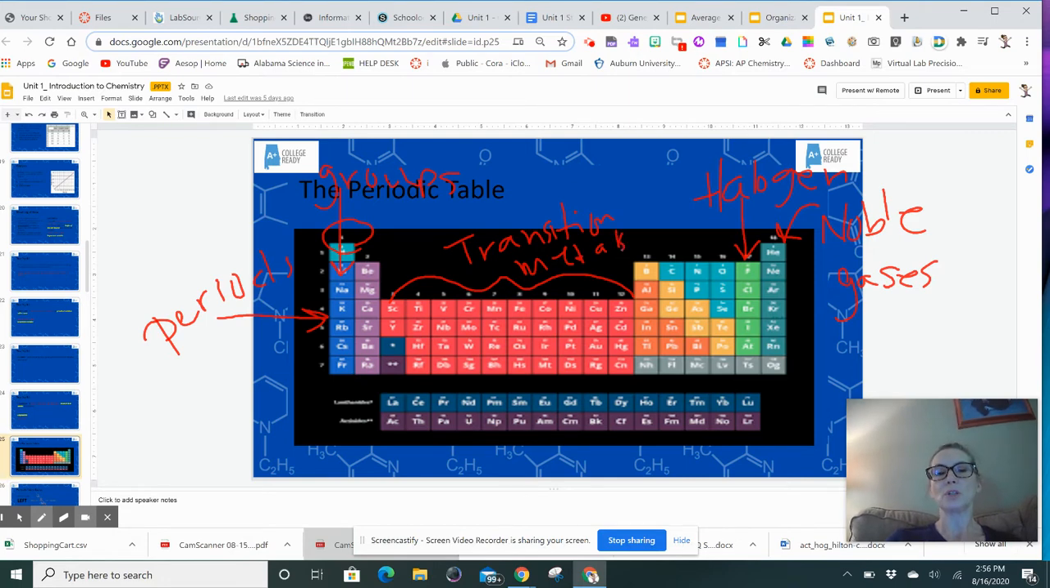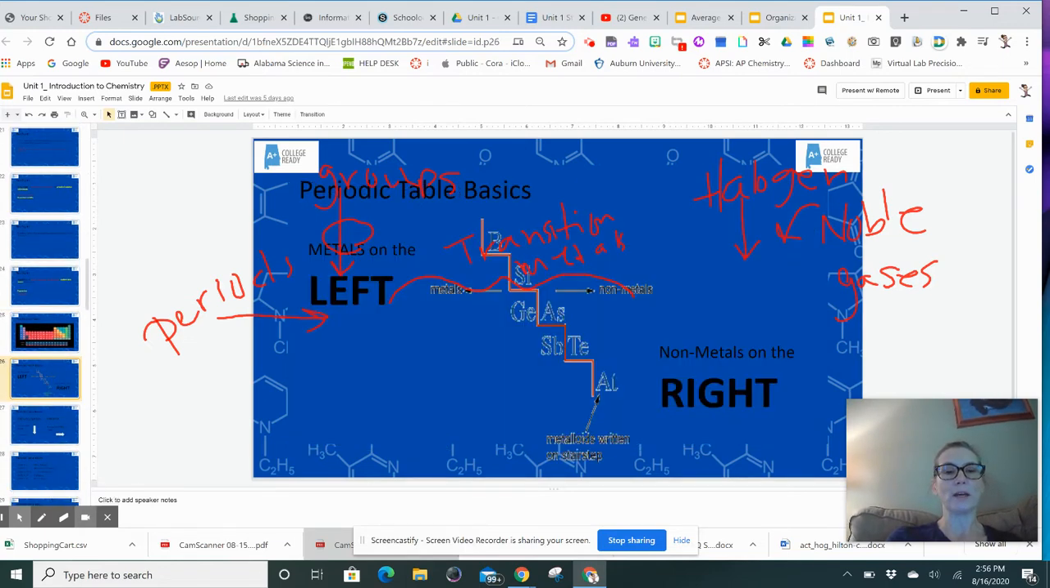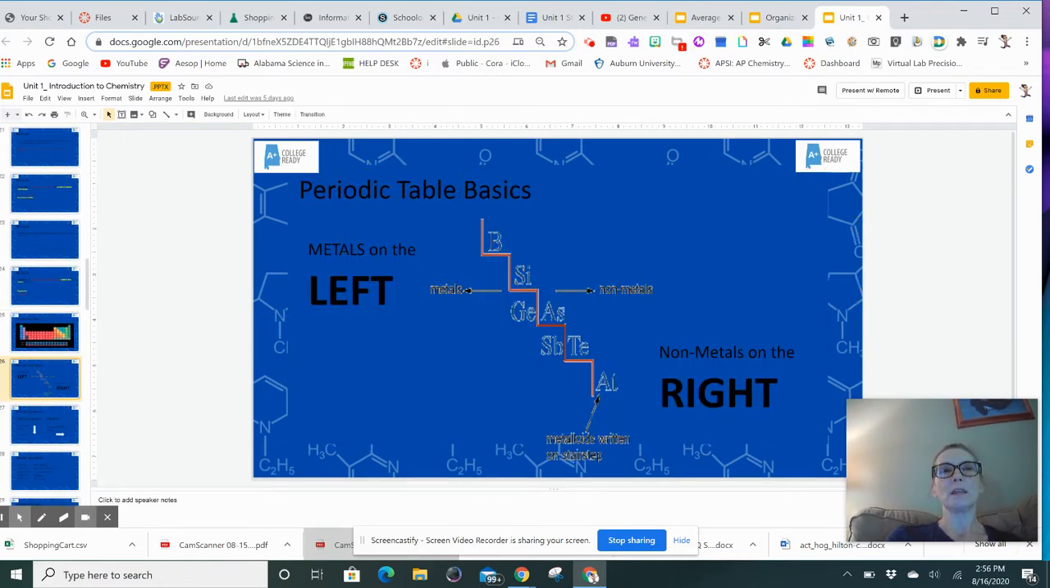Okay, so be able to organize or label the periodic table. So if I were to give you a blank one, be able to tell me where the periods are. Those are the things that are going across. Where the groups are. Those are the columns going down. That the first column is the alkali metals. The second column is alkaline earth. These are our transition metals here in the middle. And then halogens is group 17. Noble gases group 18. The element symbols are always 1 to 2 letters. If it's more than 1 letter, then the second letter is not capitalized.